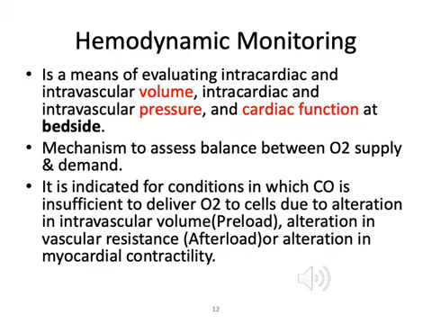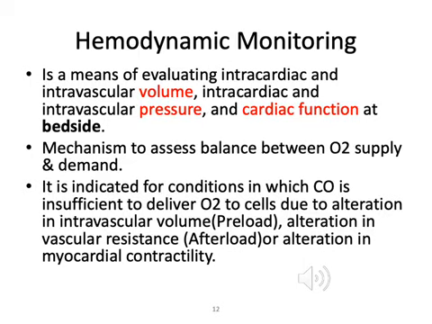Hemodynamic monitoring is a means of evaluating intracardiac and intravascular volume, evaluating intracardiac and intravascular pressure as well, and it gives us an indication of cardiac function at the bedside.